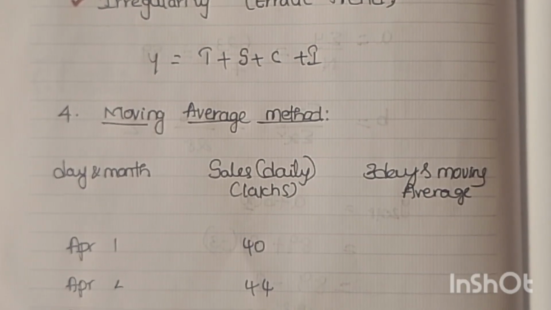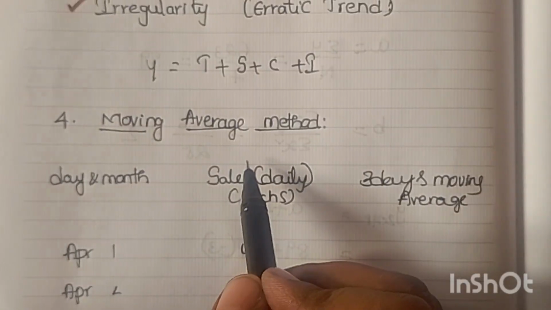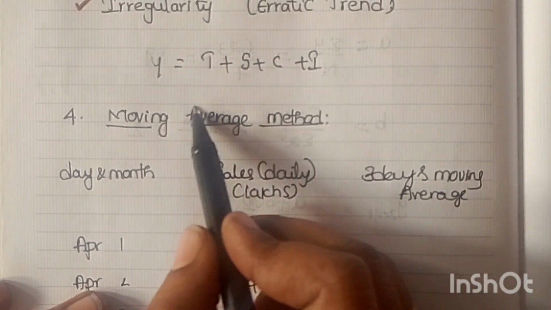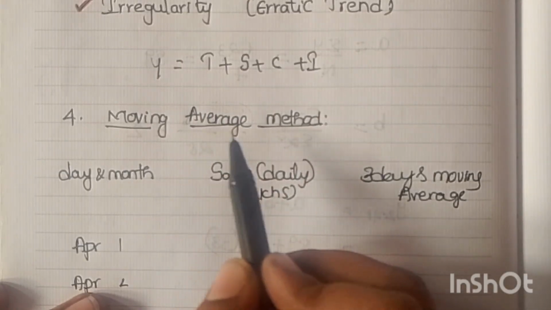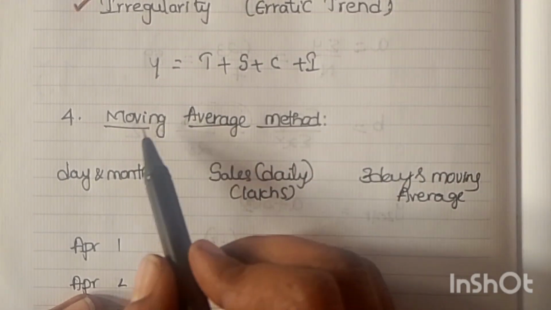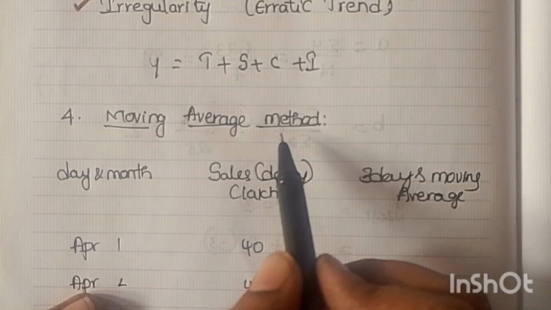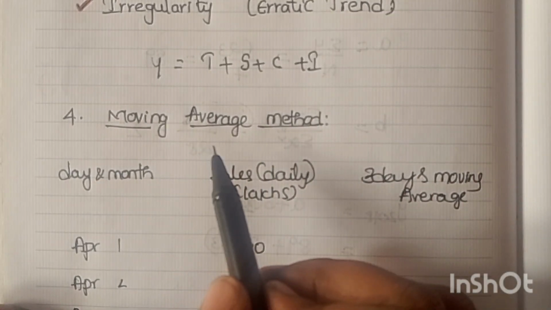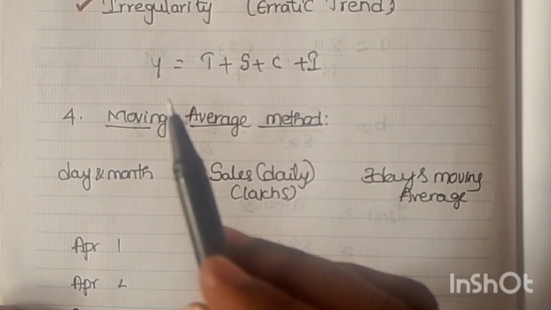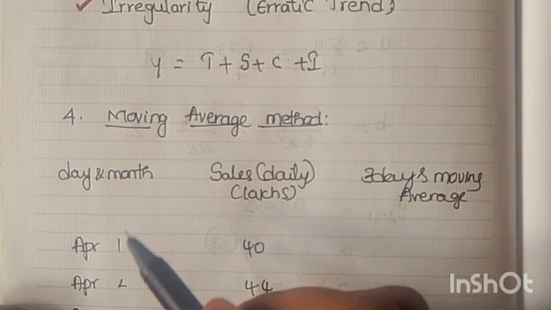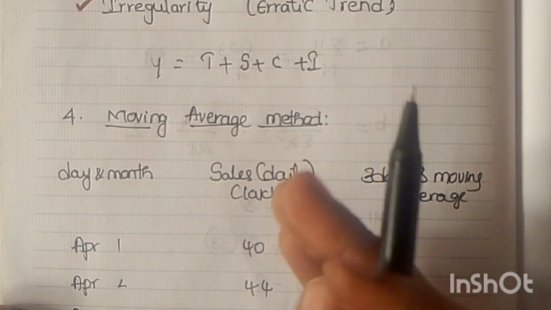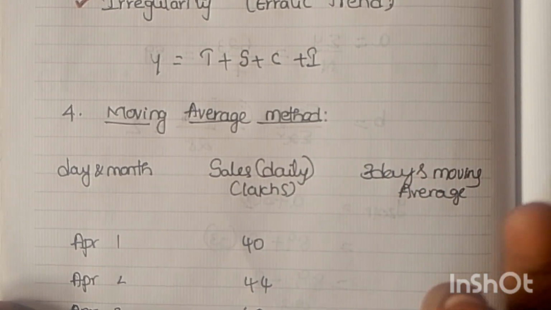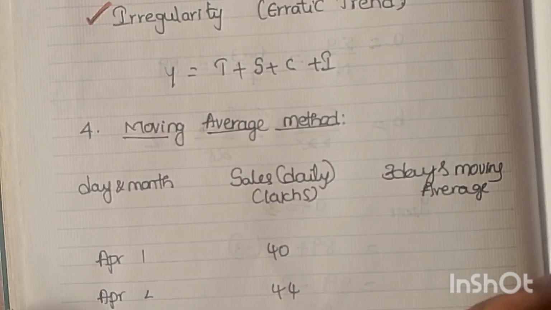And the next method is the moving average method. In this method, that is average. We know how to calculate the average. So here it is a moving average method. We use this method mostly in the share market. That means trading happens daily in share values. To identify the daily share value of a company in trading, we mostly use this moving average method.